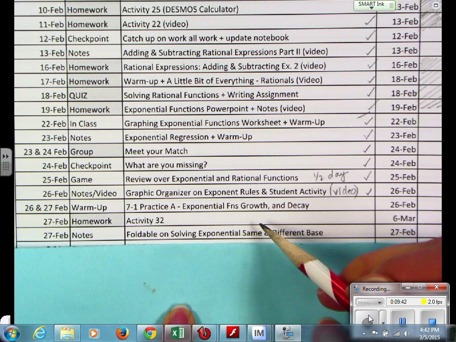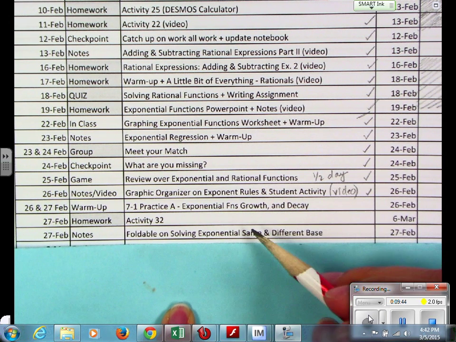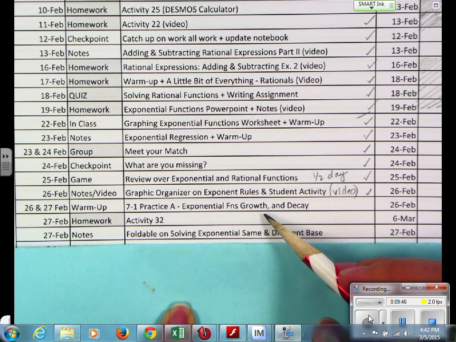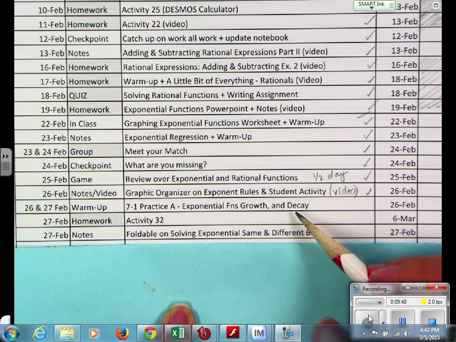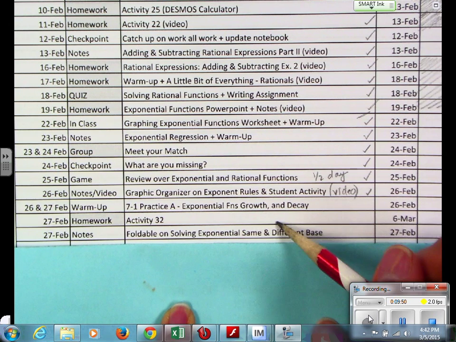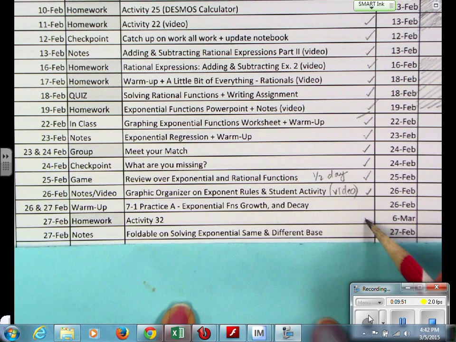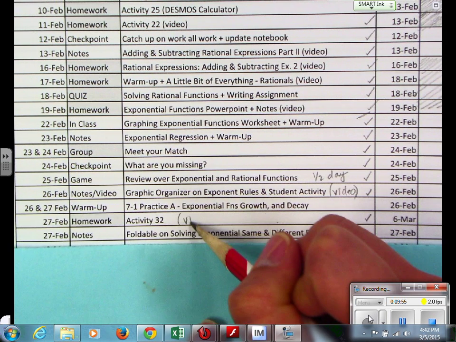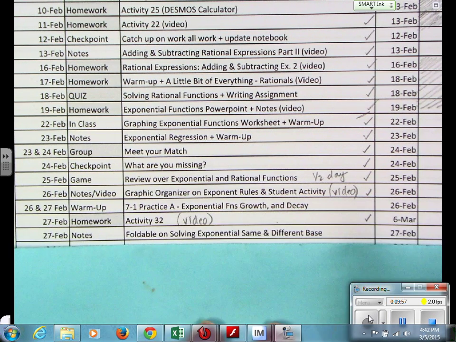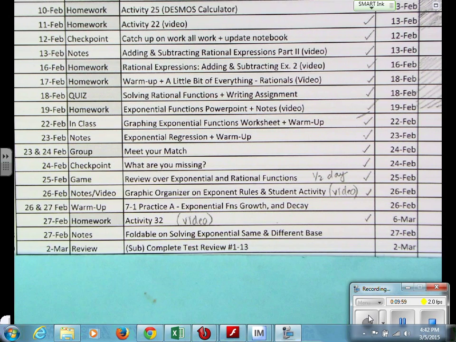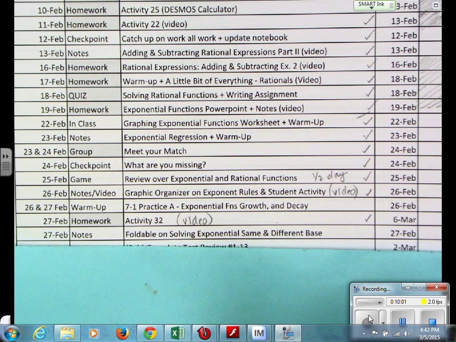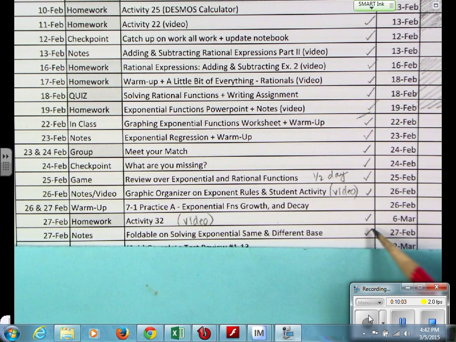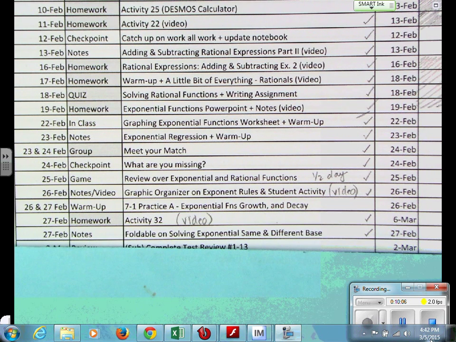And then the next day, we did practice A, exponential growth, as a warm-up. And that same day, we also worked on activity 32. That was your homework. I also will put a video, hopefully, if I have time today. And then the next day, you also, or that same day, you did a foldable on solving exponential functions with the same and different base. I will show you in a moment what those look like.